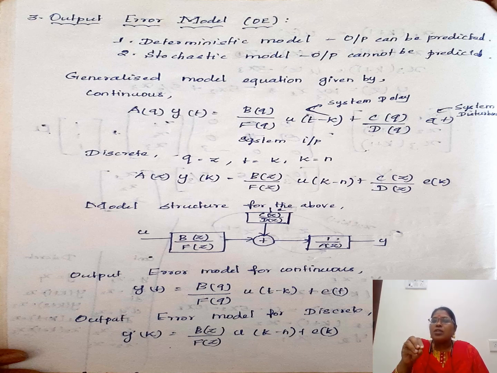In the stochastic model, we cannot predict the output. Whenever a disturbance comes, we do not know at what time the disturbance will come and how it affects the system, or how the noise affects the system. That we call a stochastic system.